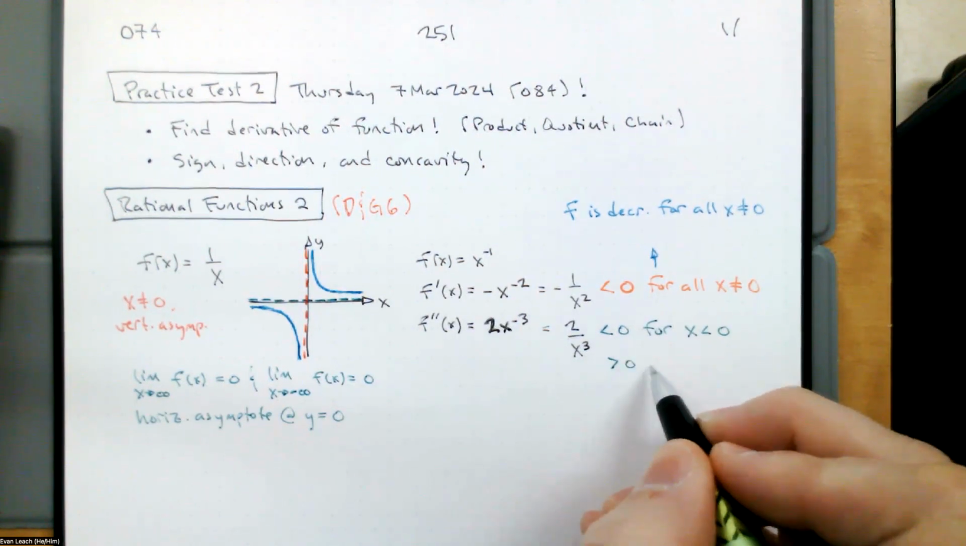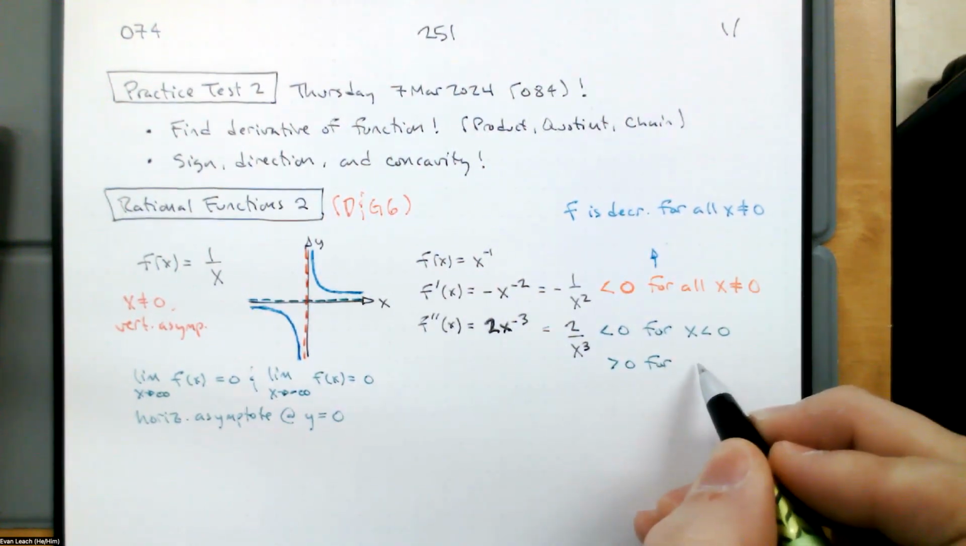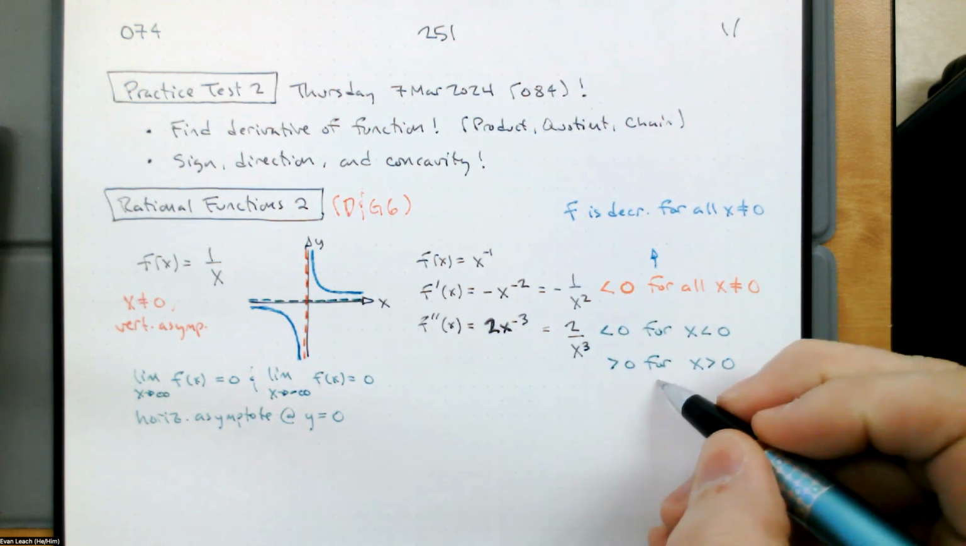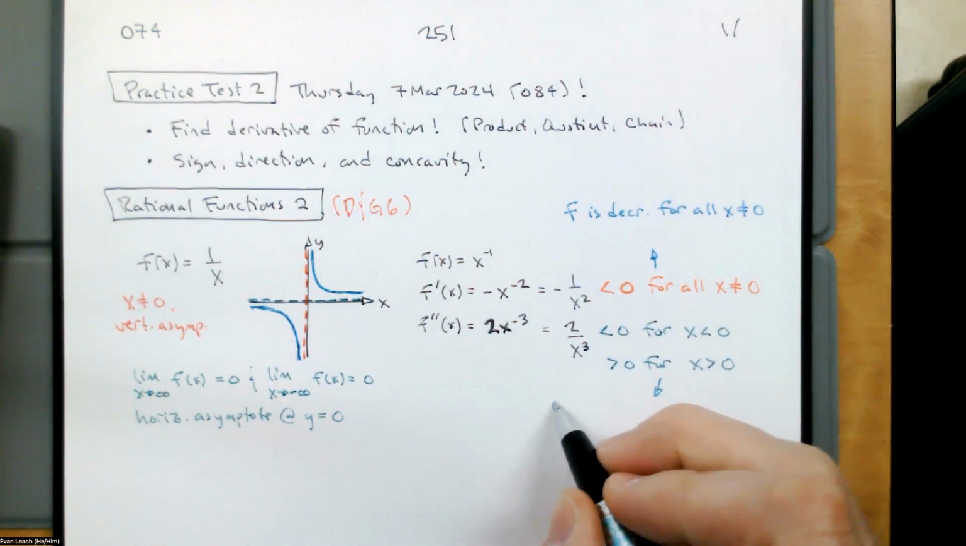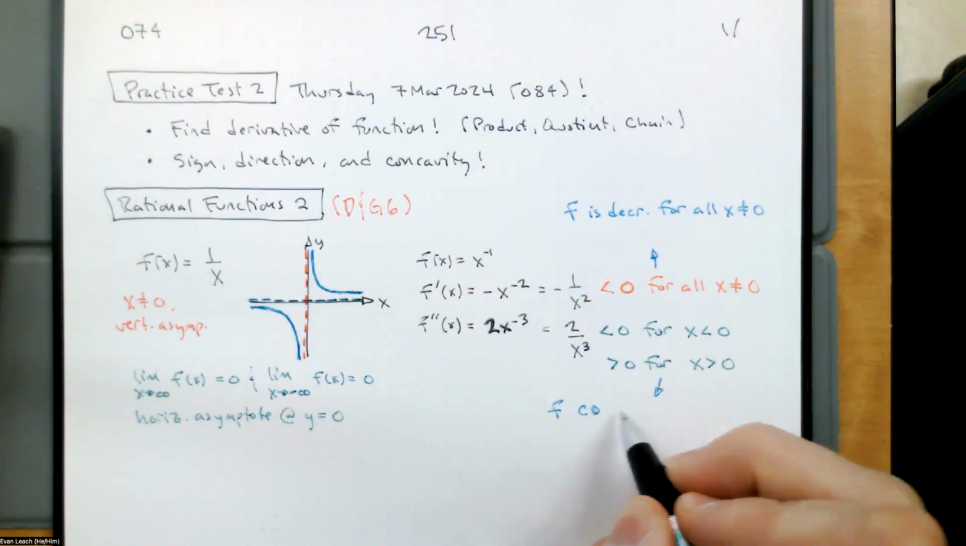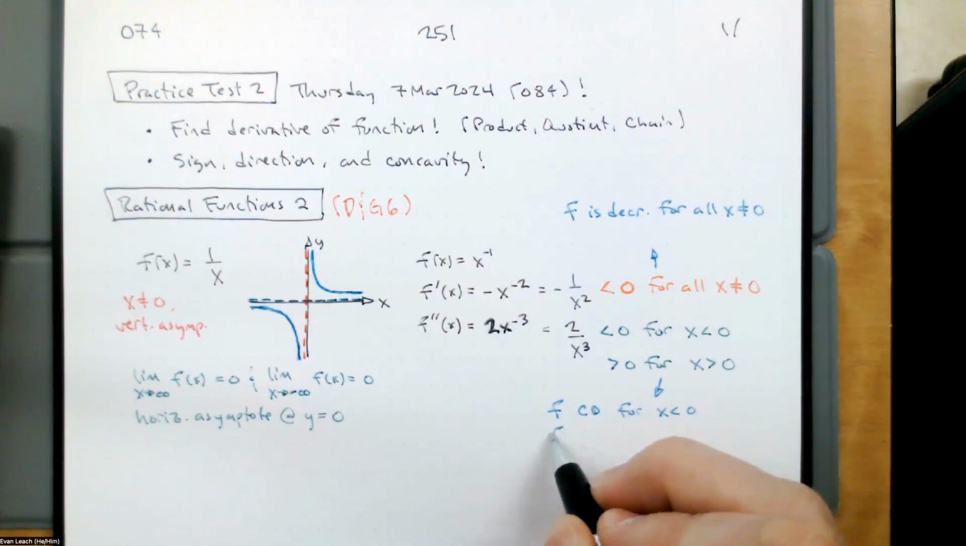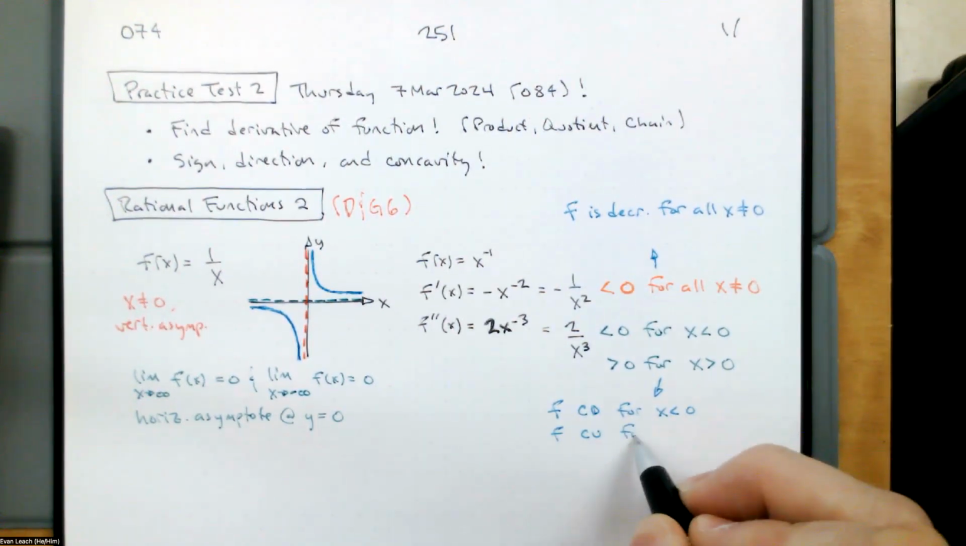And positive for positive x. Nothing's going on at 0 because the function is not defined at 0, and so the first and second derivatives are also not defined at 0. The sign of the second derivative tells us about the concavity of the function. So this tells us that f is concave down for negative x, and f is concave up for positive x.